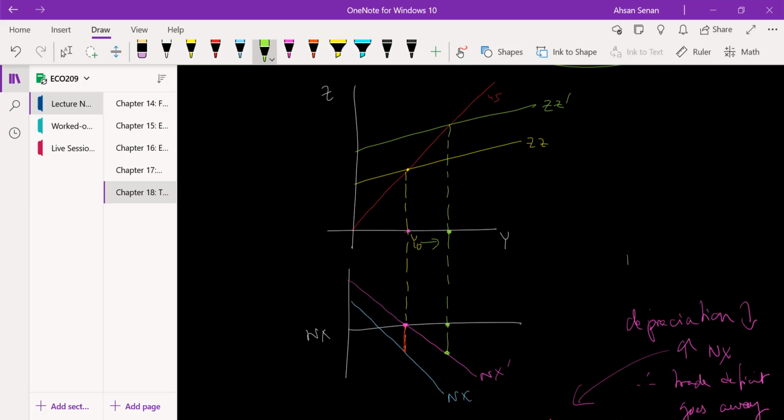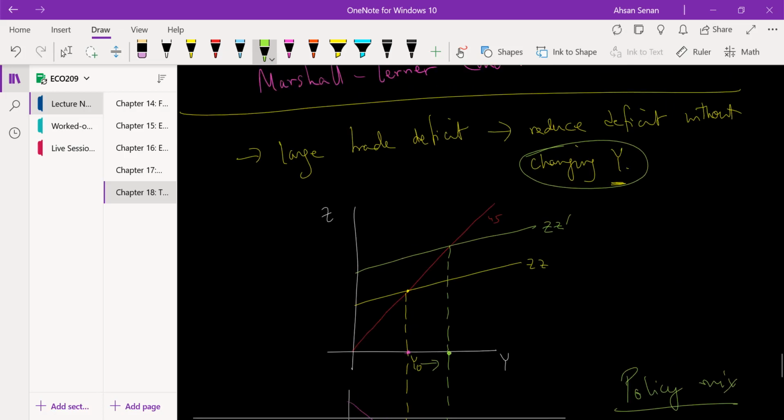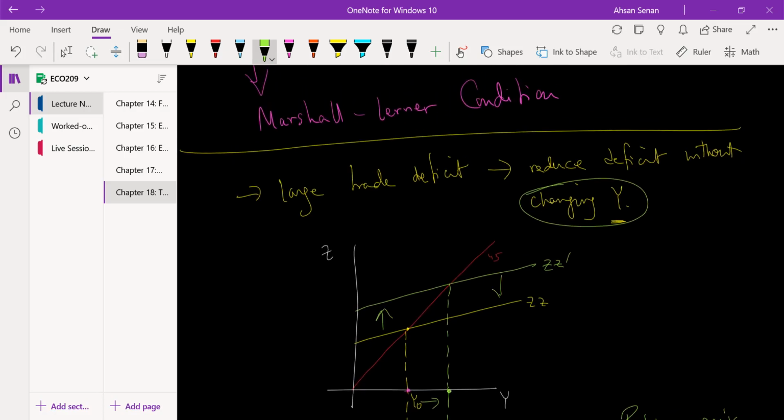What we need is a policy mix, not just one policy, but we need a few things to work together to solve this problem. The first step was depreciation, which took us from this point, NX, to this point on NX prime. The problem is that when we move from A to B, our Z is also increasing. So what do we do to stop that from going up? Z has already gone up. How do we bring it back down?